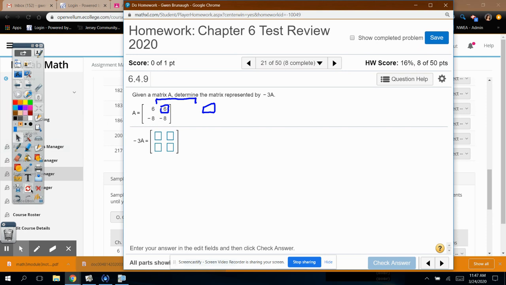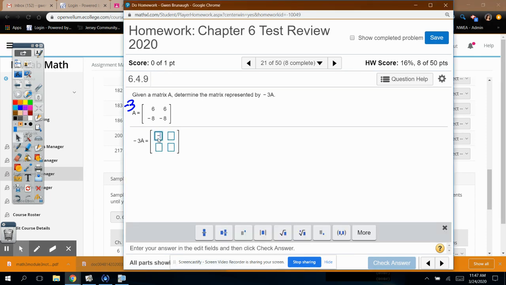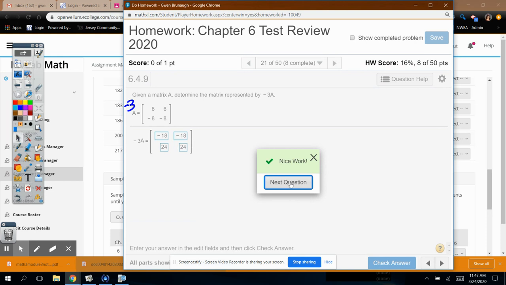Okay, -3a is just taking -3 times all of the elements of a. So -3 times all of these guys. -3 times 6 is -18. Another -18 here. -3 times -8 is 24. And one more time is 24. Okay, this one is not too bad at all.